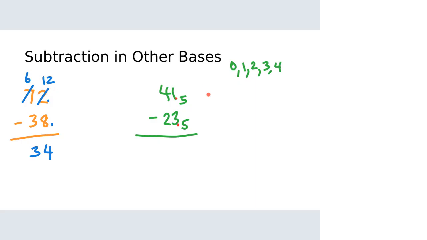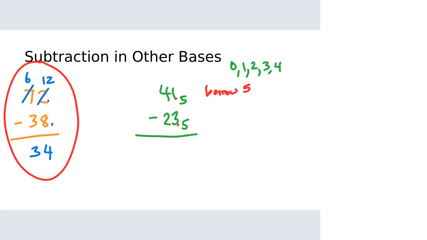The kicker is I'm not going to borrow 10. I'm going to borrow 5 because I'm working in base 5. When I was working in base 10, I borrowed 10. Now I'm working in base 5, so I'm going to borrow 5. This is going to get smaller by 1. This is going to go up by 5. Okay, and then 6 minus 3 is 3. 3 minus 2 is 1, and we're good right there with 13 base 5. Let me know if you have questions on what we did there before I have you try one.